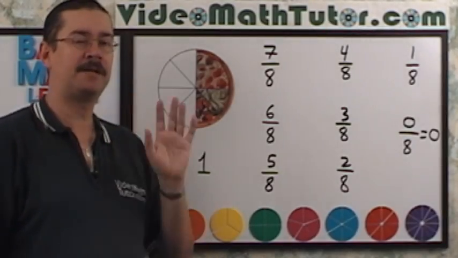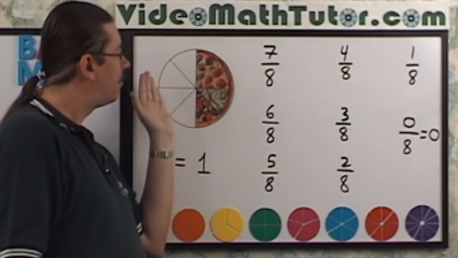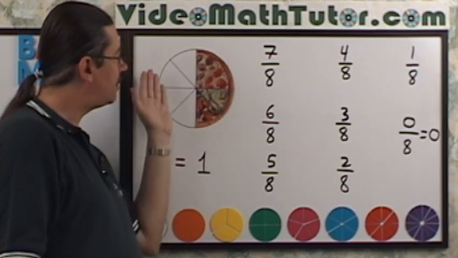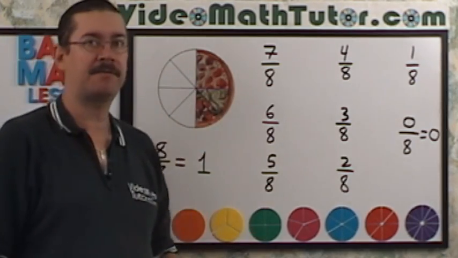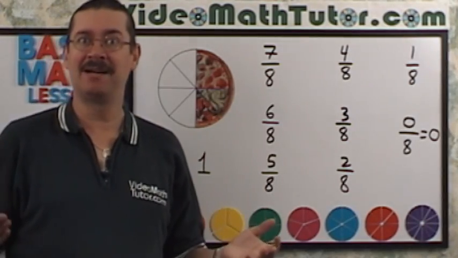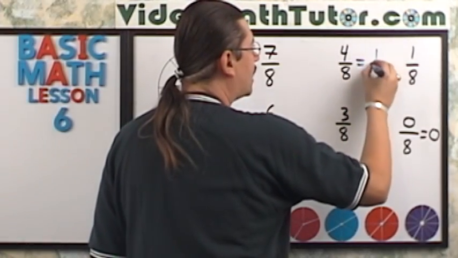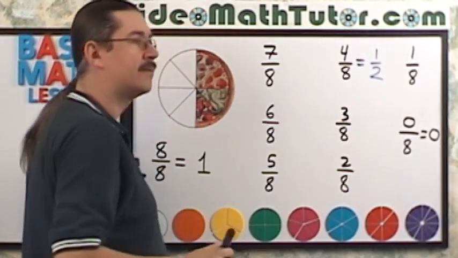I want you to look very carefully at this scenario. So here now we have 4 different slices. But how much really of the entire pizza do we have left? So we have 4 out of 8, but really this is just half a pizza. So 4/8 is really the same as 1/2.